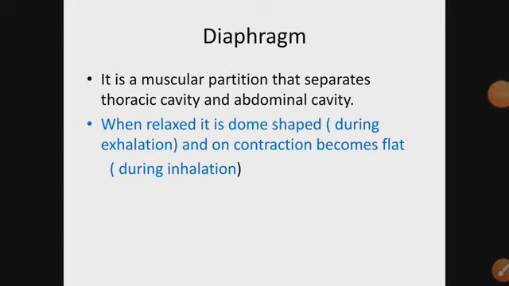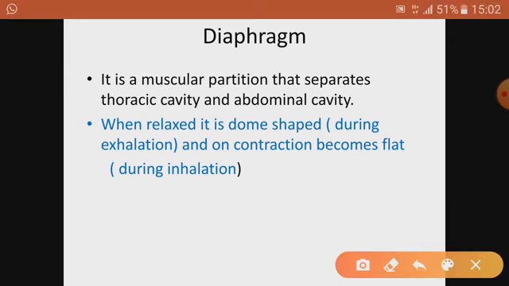Now the diaphragm is a muscular partition that separates the thoracic cavity and abdominal cavity. When it is relaxed, it is dome shaped, and on contraction it becomes flat, and this happens during inhalation. This we will study in detail in the next topic, that is breathing, the mechanism of breathing and the role of the diaphragm.